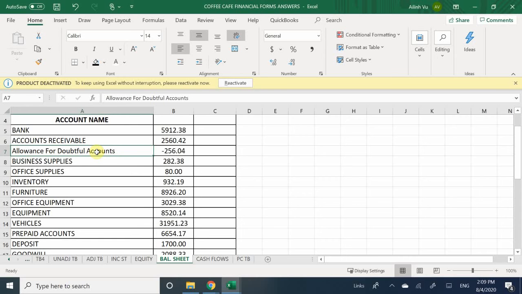Business supplies. Okay, we have it there. Office supplies, inventory, XYZ, pretty much any asset that we have under our assets. We listed all the accounts.